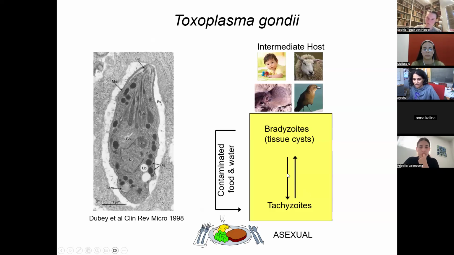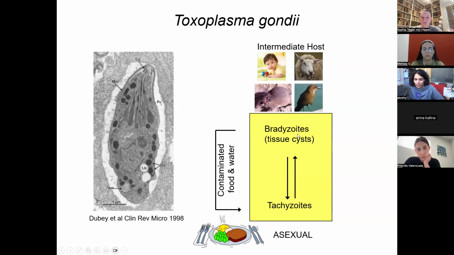So Toxo has a very broad intermediate host range: anything warm-blooded, birds to humans. And that's a huge advantage for us because rodents are natural hosts. So when we infect a mouse, that's a natural host, which makes it a very nice model for us. Most animals ingest their toxoplasma, either as a tissue cyst in contaminated food, or from the sexual cycle, as an oocyst, which contaminates water if you don't have good, clean drinking water.